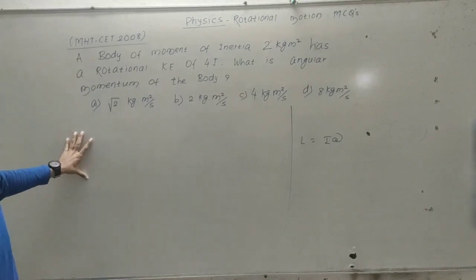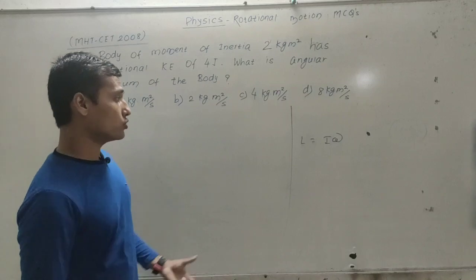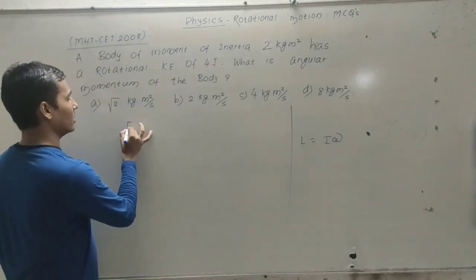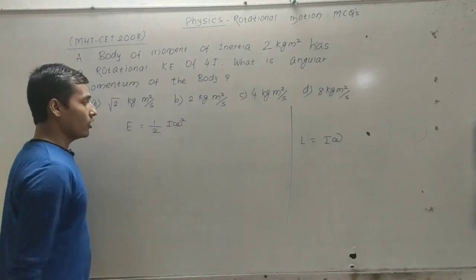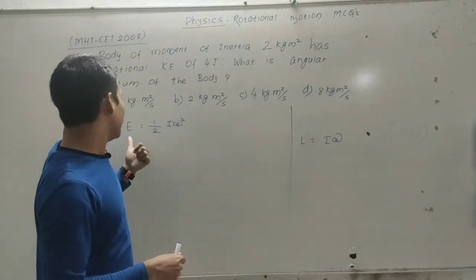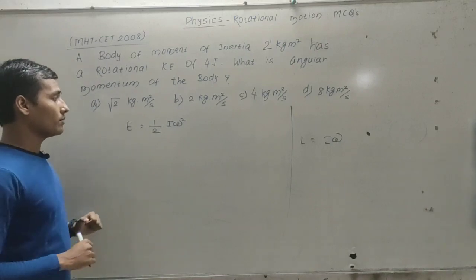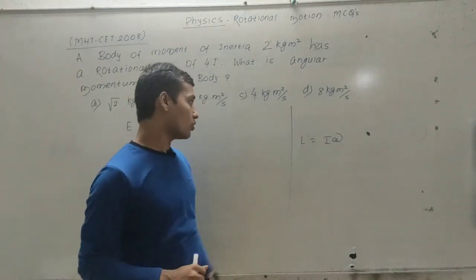But here the value of omega is not available. So we can't use this formula directly. So we know the formula for the kinetic energy. Kinetic energy is 1 by 2 I omega square. When a body is rotating about its own axis, then its kinetic energy is half I omega square. So from this formula, I am going to find the value of omega. Then we will use the angular momentum formula.